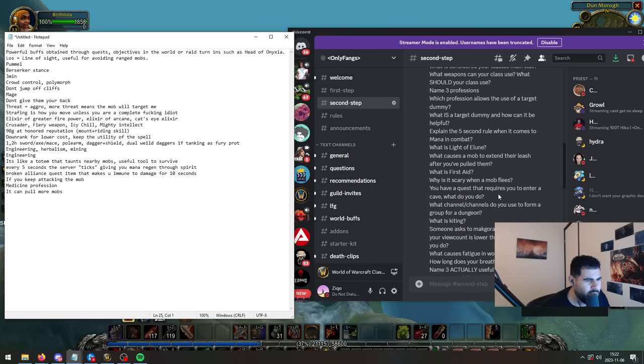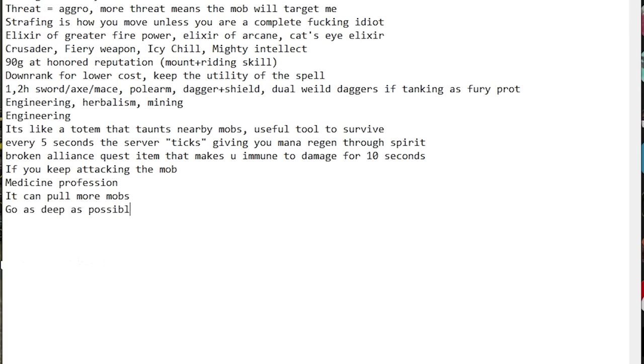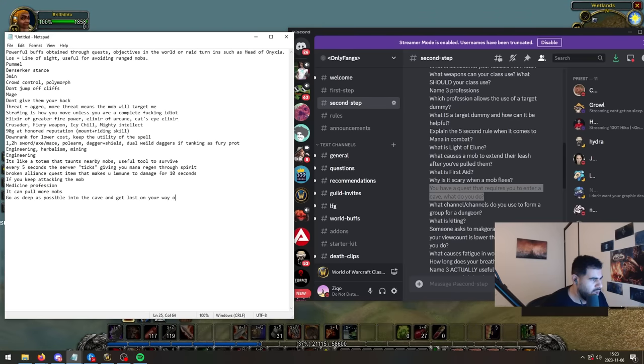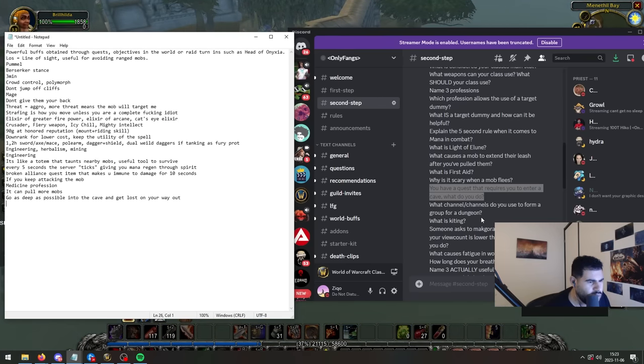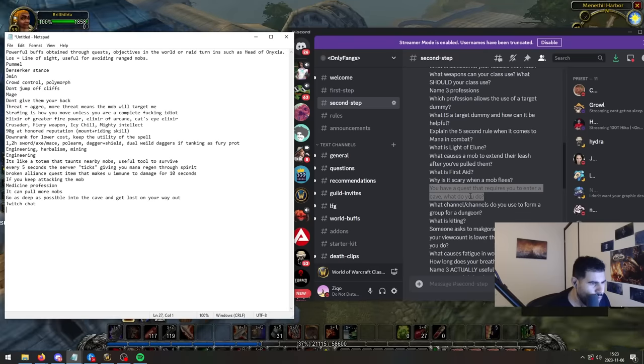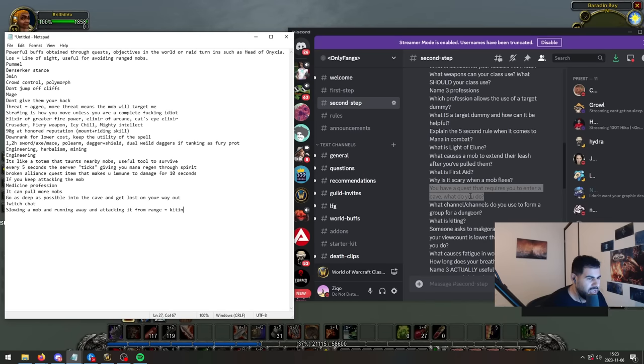You have a quest that requires you to enter a cave. What do you do? Go as deep as possible into the cave and get lost on your way out. What channels do you use to form a group for dungeon? Twitch chat. What is kiting? Slowing a mob and running away and attacking it from range equals kiting.